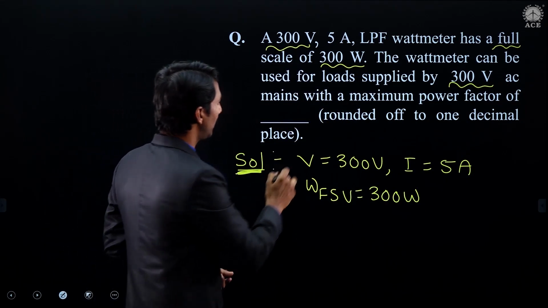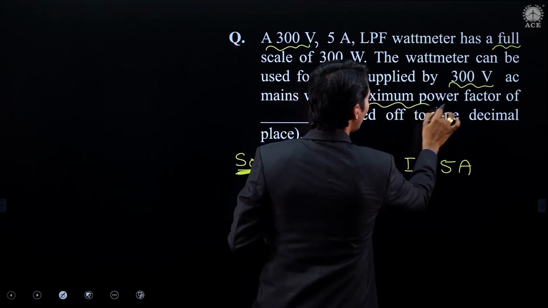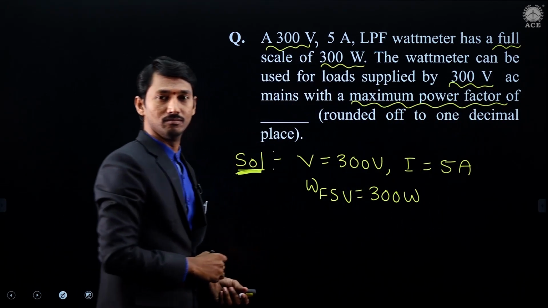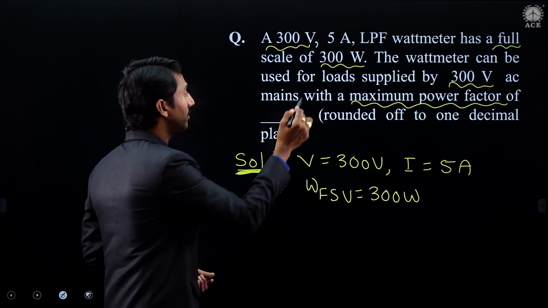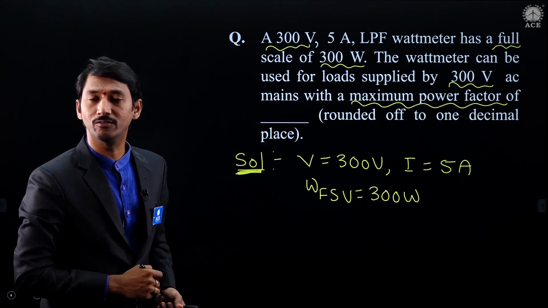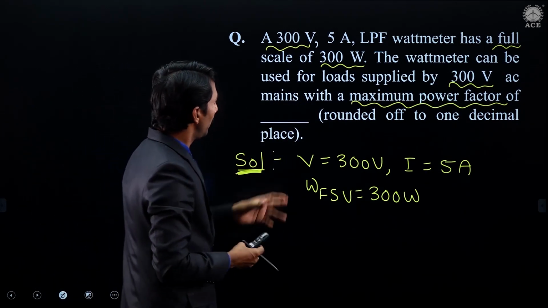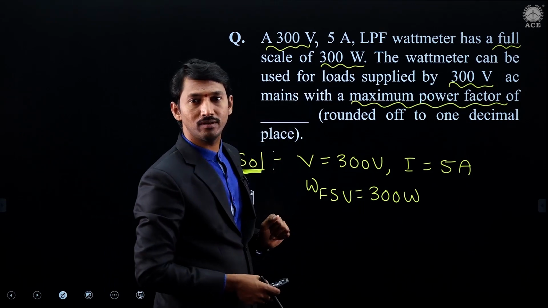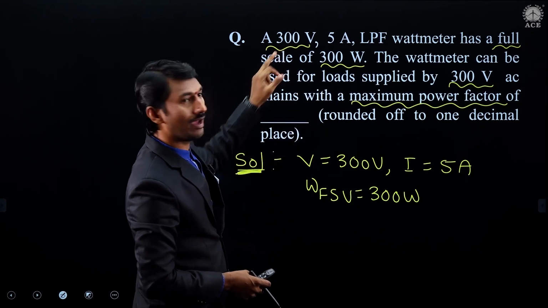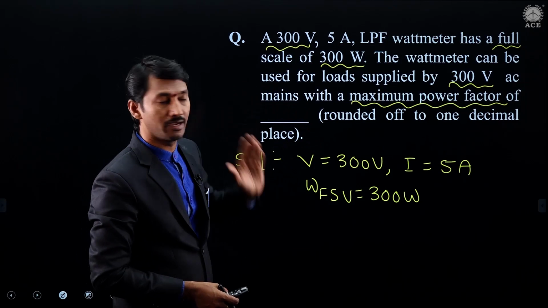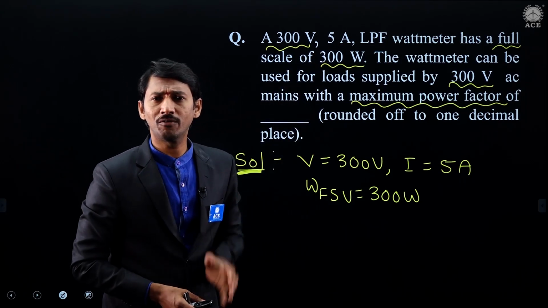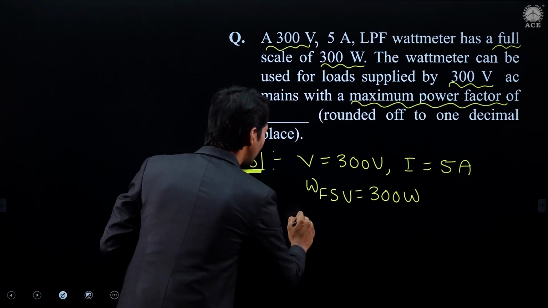What he is asking is, what will be the maximum power factor we can measure with this corresponding device? See, what is the full scale value of power? 300. Full scale value is nothing but the voltage rating 300 and current rating 5 ampere. So directly, what can we write now?